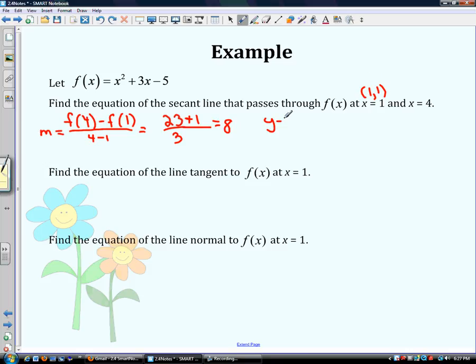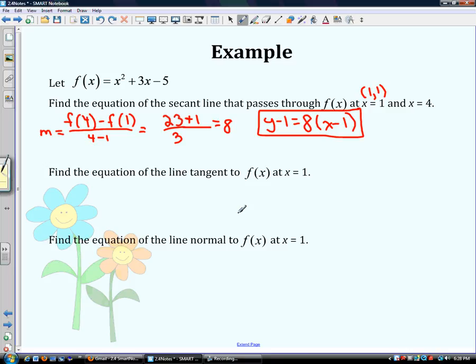And I just plug it into my point slope. Y minus 1 equals 8 times x minus 1. Of course, I could have used either of these points here, right? I could do the point at 4 comma 23, and it would have been the exact same line. Okay. And it doesn't tell me how to write it, so I am going to leave it like that.